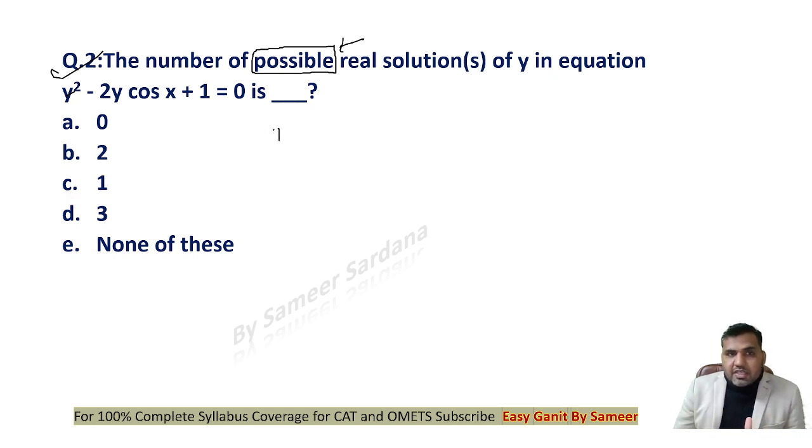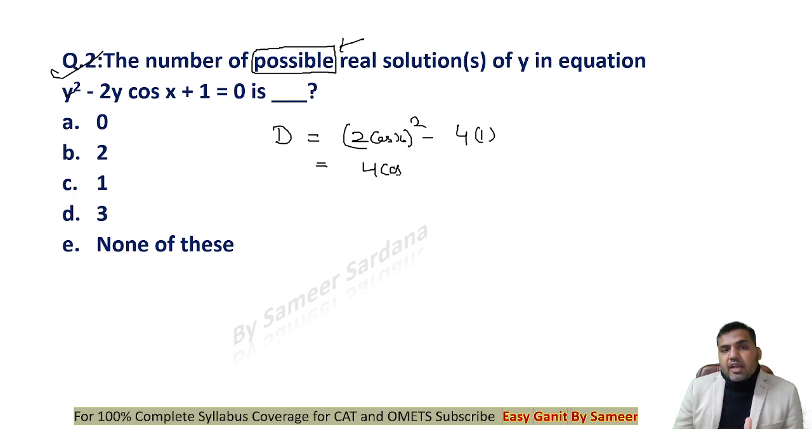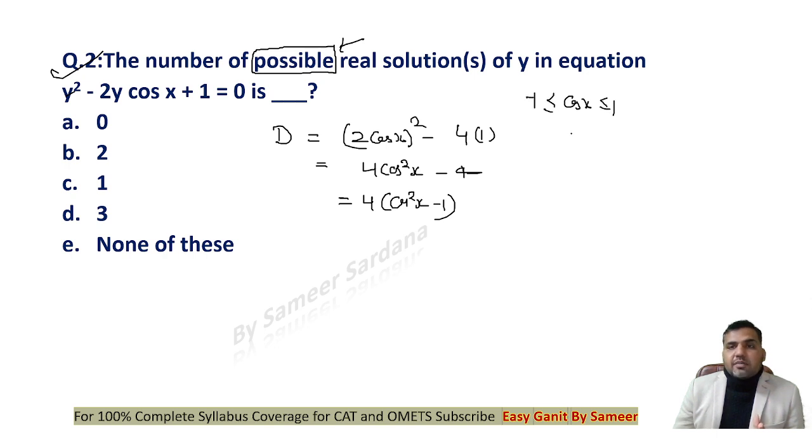Now what is the discriminant of this? It is b square, that is (2 minus 2 cos x) square, minus 4 times a into c, right? The discriminant is 4 times cos square x minus 4. The discriminant is 4 times (cos square x minus 1), right? You can see that. Now some of you might argue that cos x is greater than or equal to -1 and less than or equal to 1. So therefore cos square x will be greater than or equal to 0 and less than or equal to 1. Is this fine? Yes, this is perfectly fine.